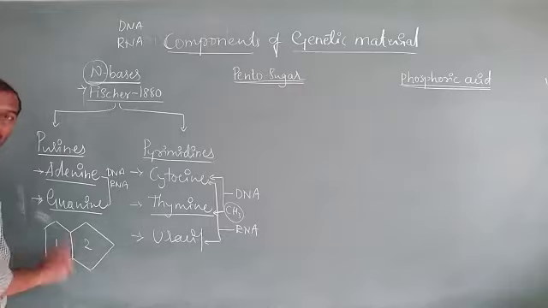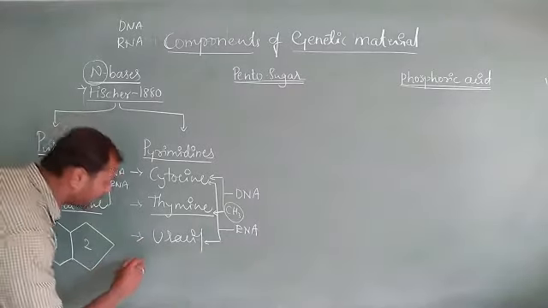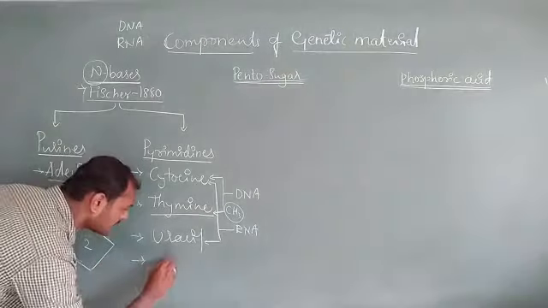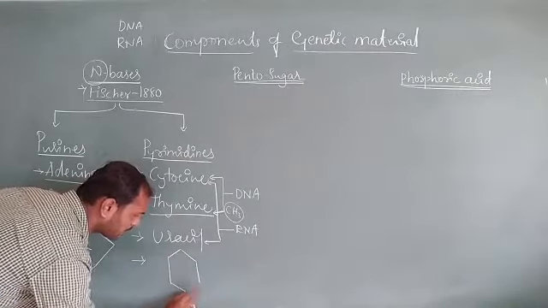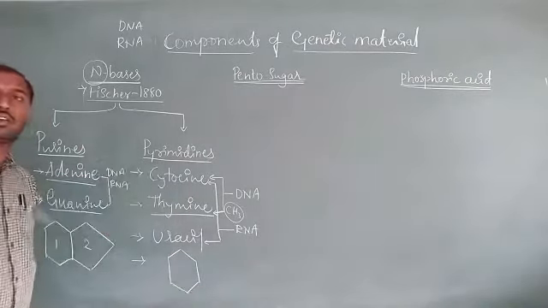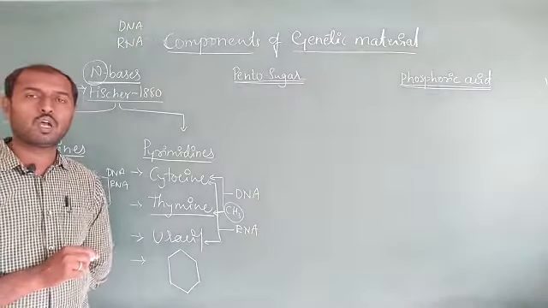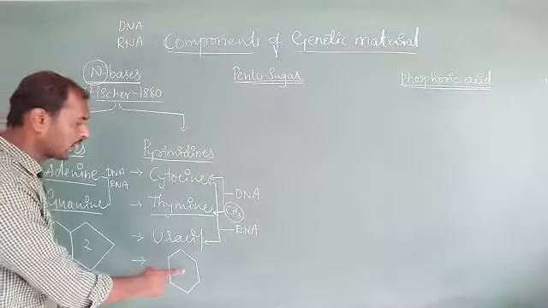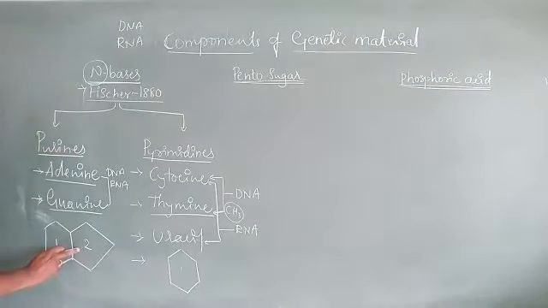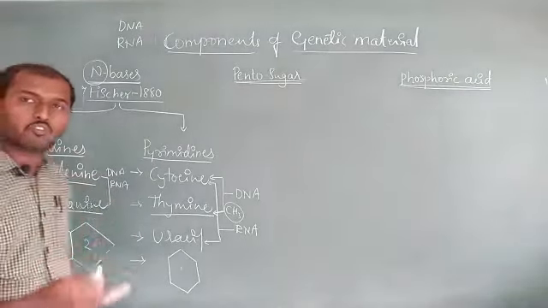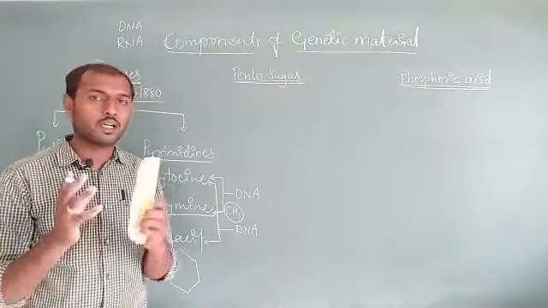Okay, and the pyrimidines are single ringed structure. Okay, how many rings are here in pyrimidine? We can see only one ring. So one ring can be seen in case of the pyrimidine and 2 rings can be seen in case of purines. Okay, so one more difference to consider between the purine and pyrimidine.